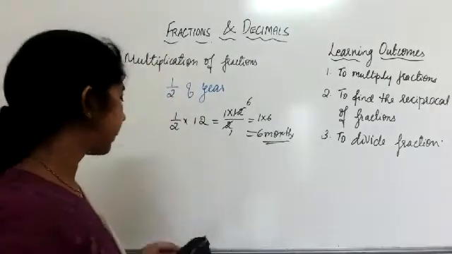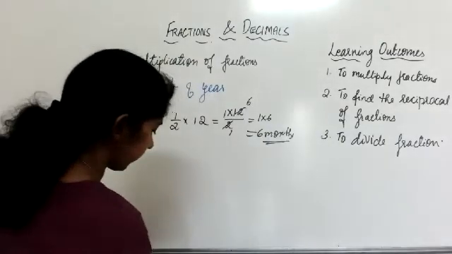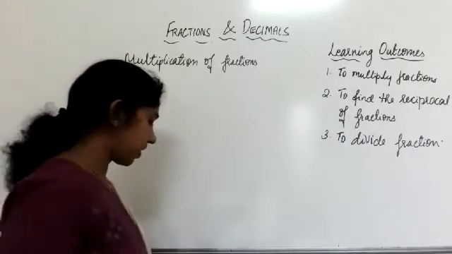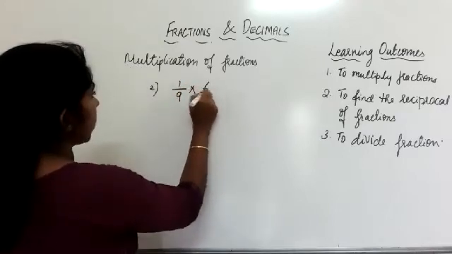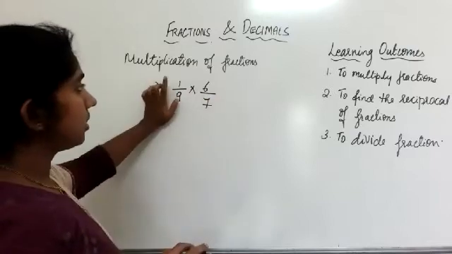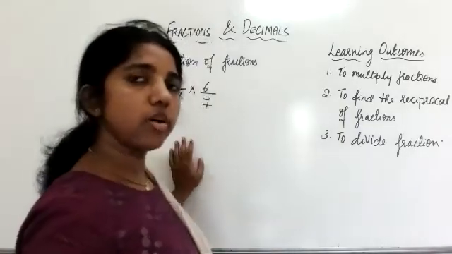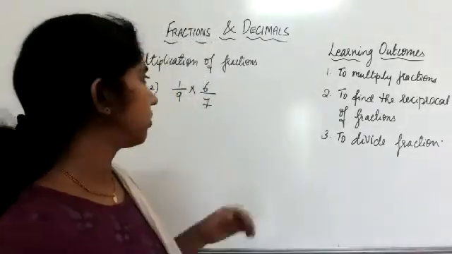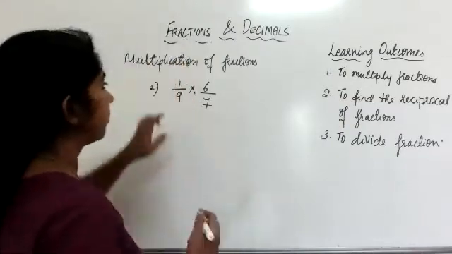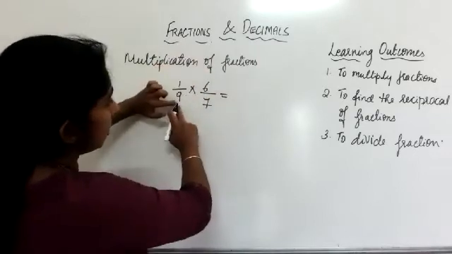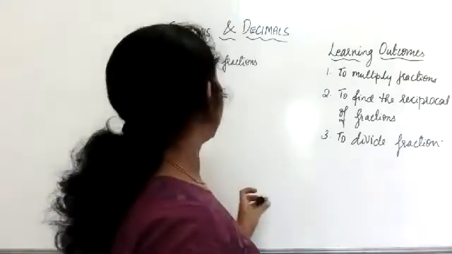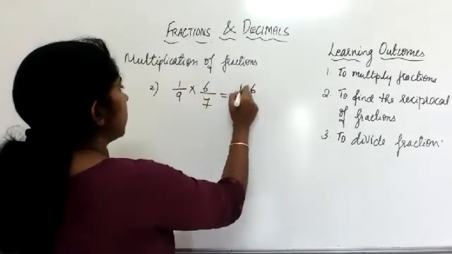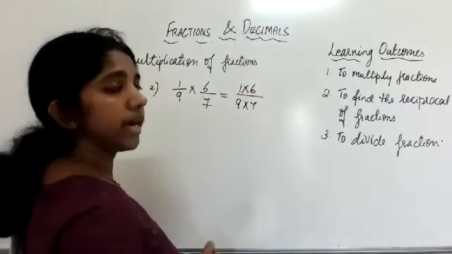Similarly, we have another case where we multiply two fractions. The second case is to multiply two fractions, that is 1 by 9 into 6 by 7. Both the numbers are fractions, so how to multiply? To multiply two fractions, you have to multiply the numerator by the numerator and the denominator by the denominator. So the product of the two fractions is the product of the numerators divided by the product of the denominators. So it will be 1 into 6 divided by 9 into 7.